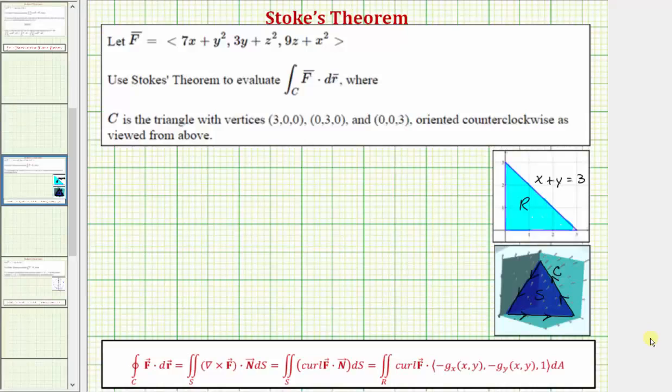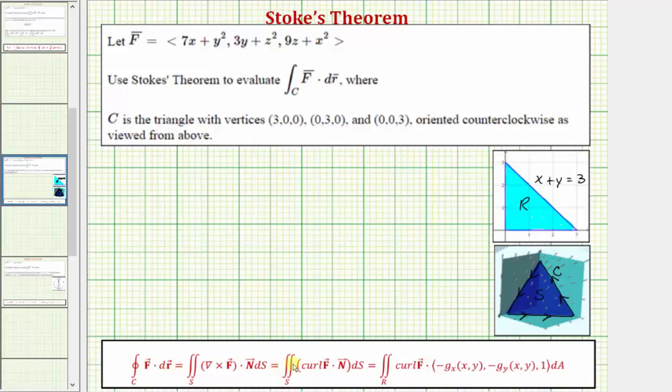Welcome to an example on how to use Stoke's theorem to evaluate a line integral. We're given the vector field f and asked to use Stoke's theorem to evaluate the line integral along the curve C of f dot differential r, where the curve C is the triangle with vertices shown here, oriented counterclockwise as viewed from above.